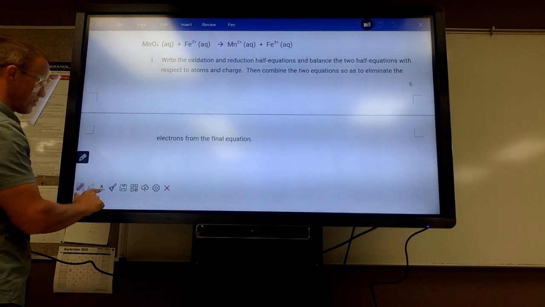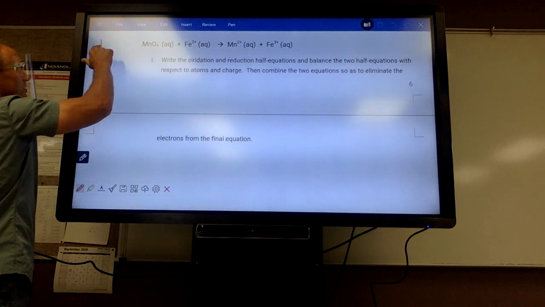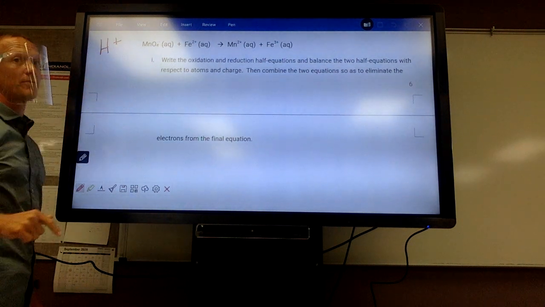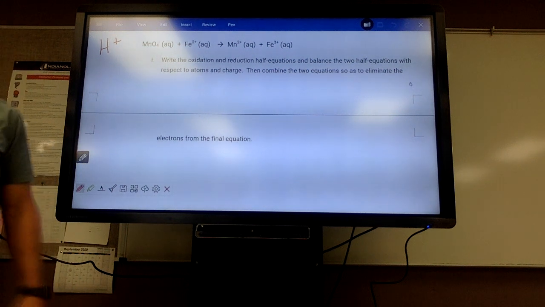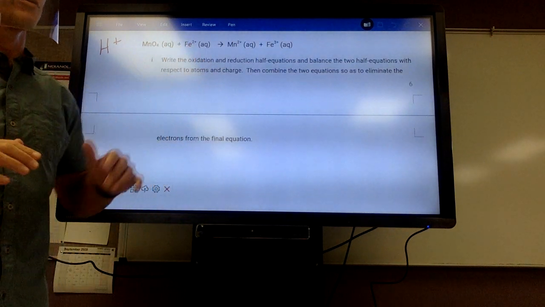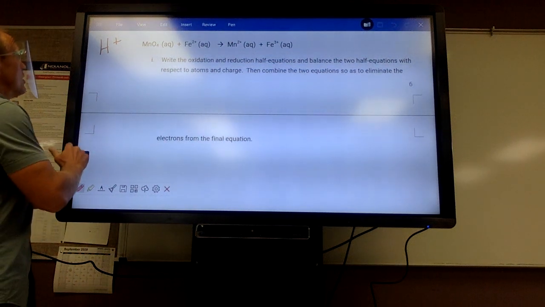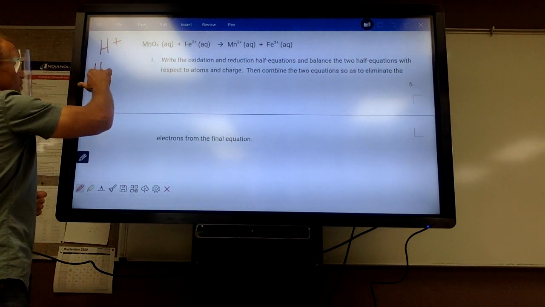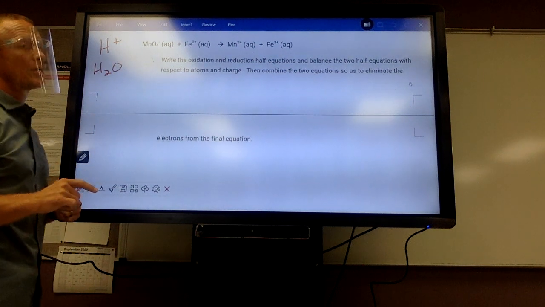So what do acids have in them? If it's in acidic solution, we have some excess hydrogen floating around. If it's in basic solution, there's some excess OH negatives floating around. Okay, it's in one or the other. I will always tell you that. There's also water because it's involved in aqueous solution.